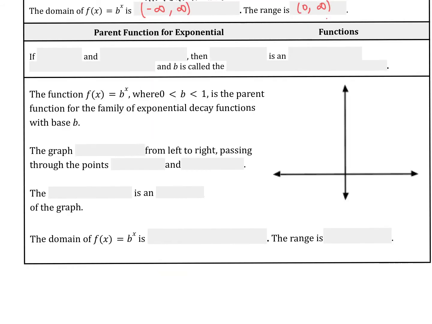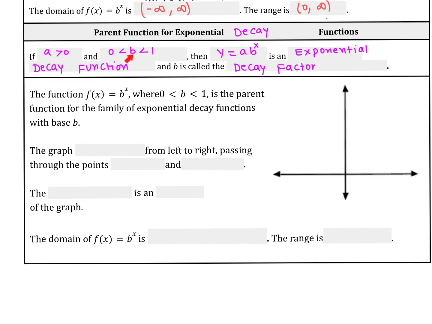Parent function for exponential decay. So we are going to discuss the decay function. If a is greater than 0 and b is greater than 0 but less than 1, which means it's going to be 1 over 2, 1 over 3, 1 over 4, and something like that, where b is less than 1, then y equals a b to the power x is an exponential decay function, and b is called the decay factor.